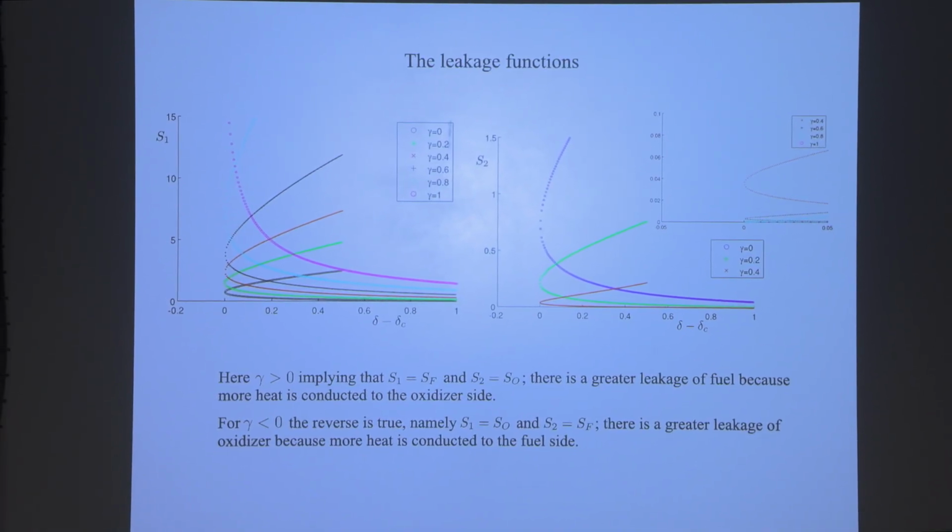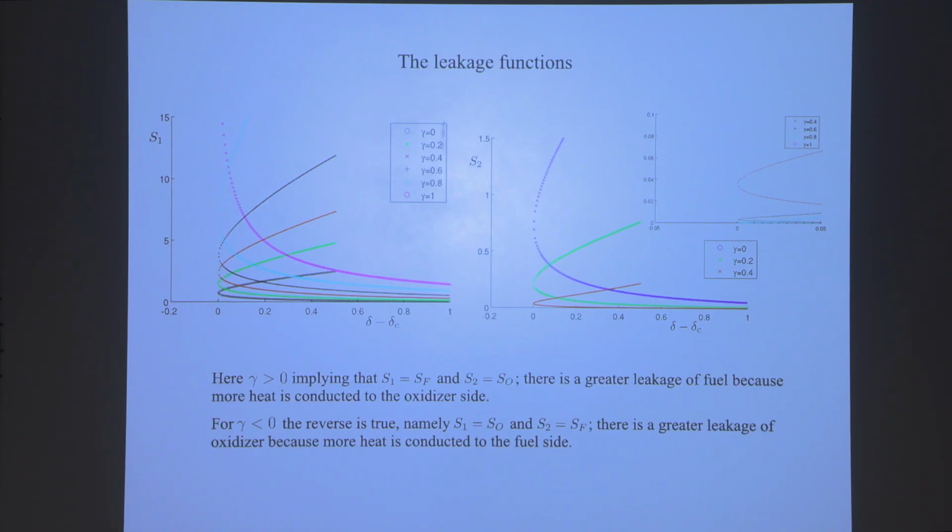Okay, and this is just a graph of the amount of leakage. Note when gamma is positive, S1 is the fuel leakage or proportional to the fuel leakage. S2 is proportional to the oxidizer leakage. And you can see that S1, look at the scale 0 to 15, here is 0 to 1.5.